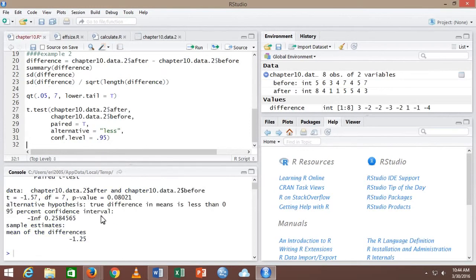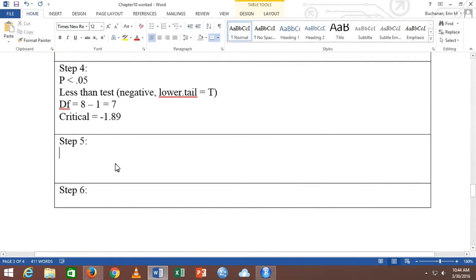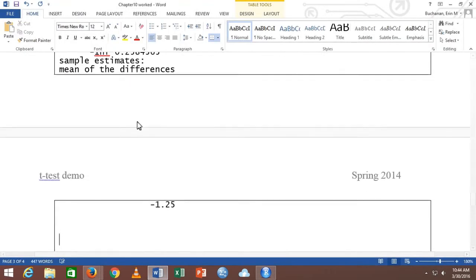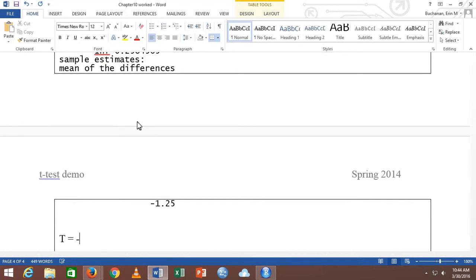Okay. Yes. Cool. So I got the same mean, negative 1.25. My t-value here, paste that in there, is negative 1.57. So that is not significant. So we would fail to reject. I did not make it to the finish line.